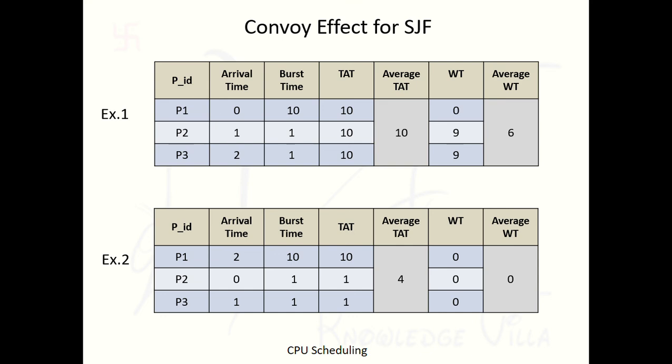We are working in non-preemptive mode, so whenever a larger process arrives first, the shortest job first algorithm can't stop that process from executing. So the remaining processes go into a long waiting. Here the waiting is 9 and 9 units for P2 and P3. Here for process P1, the waiting is 0. So this is known as a limitation of shortest job first, or we can say that it is the convoy effect for shortest job first.